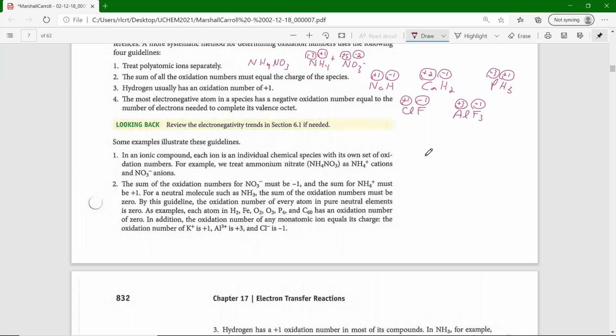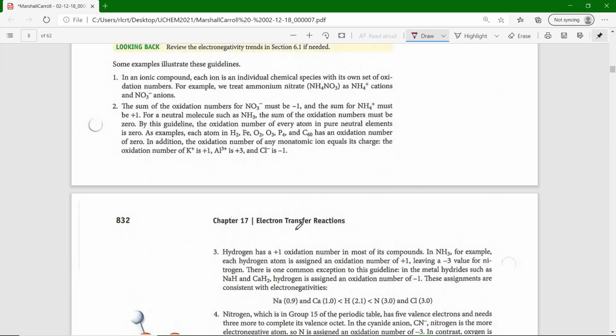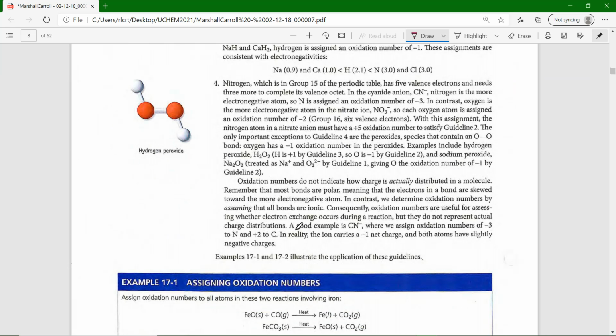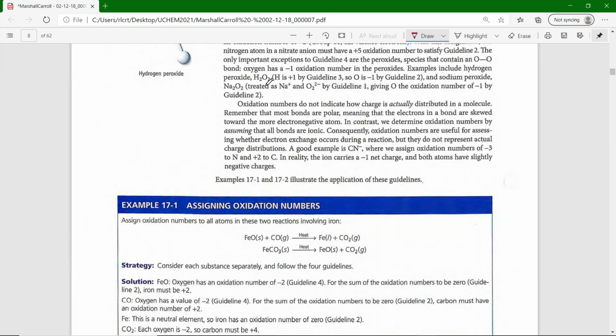Think of it as an ionic compound. That's a good way to think of that. I knew ammonium nitrate was there. I wrote it down and I said, oh, I bet this is supposed to be there. Oxidation number of atoms in pure neutral elements is 0, so this is all 0. A monatomic ion has the same as the charge. Hydrogen is +1, except the hydrides. We talked about that. Nitrogen can have all sorts of values. Oxygen is -2, except in hydrogen peroxide, where it's -1.